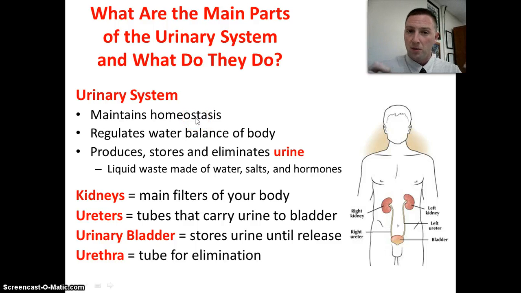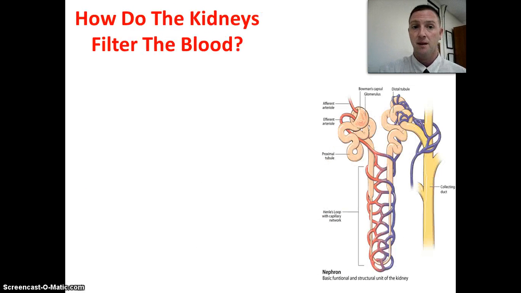That's that normal state, our home state of the body. In particular, this is going to regulate the water balance of our body, right? So urinary tract is going to remove water that we don't need from the system, along with waste products that are in the liquid, the salts, the hormones, the urea, the urine, makes urine, okay?